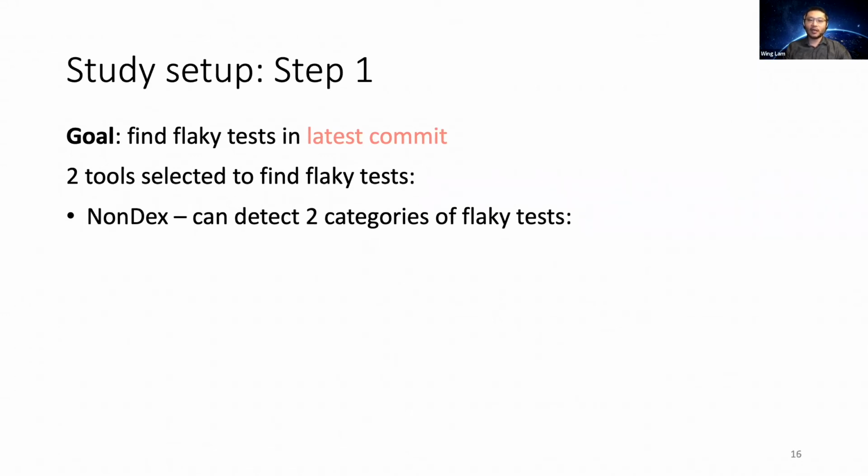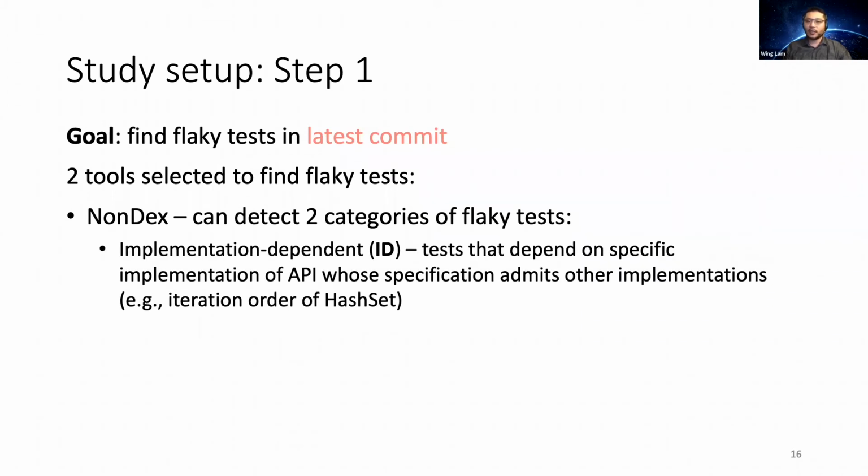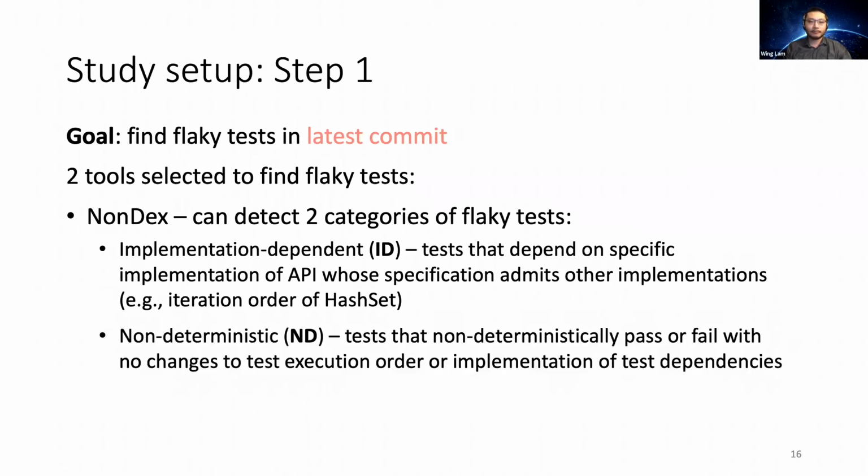On the other hand, NonDex can detect 2 main categories of flaky tests. It can detect implementation-dependent tests, which are tests that depend on a specific implementation of an API, whose specification admits other implementations. Again, the iteration order of a hash set, in this case, wouldn't actually tell you how the implementation would be done, and so it would actually allow other implementations. NonDex would also rerun tests, and because of that, it can also help detect non-deterministic tests, which are again tests that non-deterministically pass or fail with no changes to the test order or the implementation of the test dependencies.